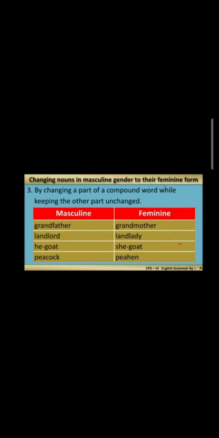So that's all. This topic is over. I hope that you understood this concept very well, and don't forget to do your exercise in your grammar book.